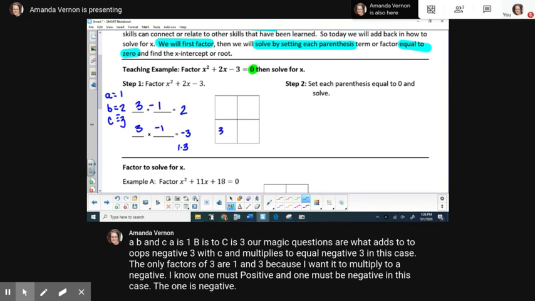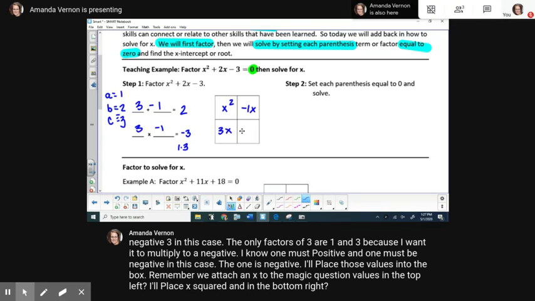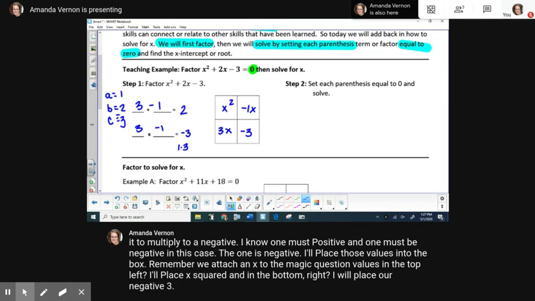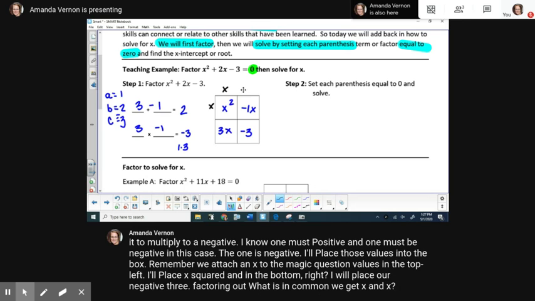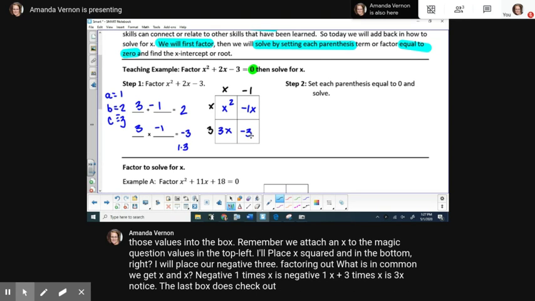I'll place those values into the box. Remember, we attach an x to the magic question values. In the top left, I'll place x squared, and in the bottom right, I will place our negative 3. Factoring out what is in common, we get x and x. Negative 1 times x is negative 1x, and 3 times x is 3x. Notice the last box does check out. Negative 1 times 3 is negative 3.